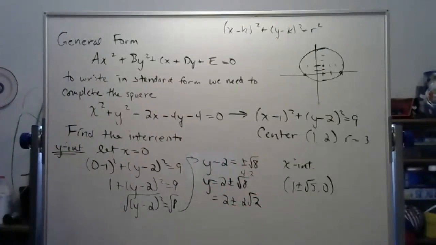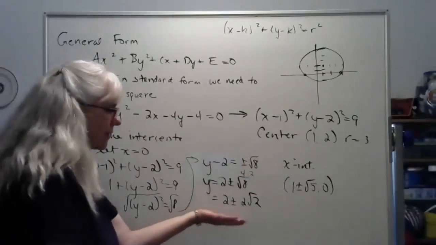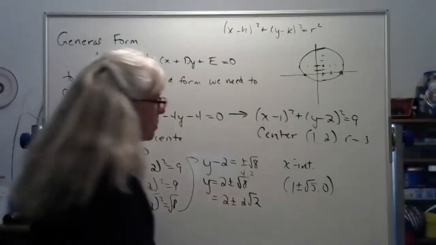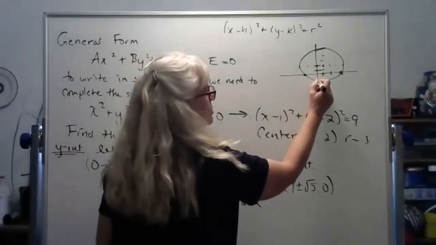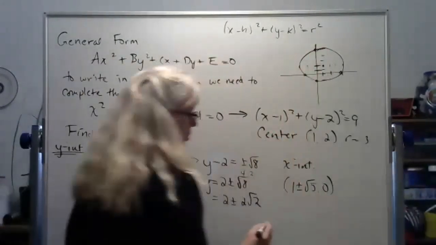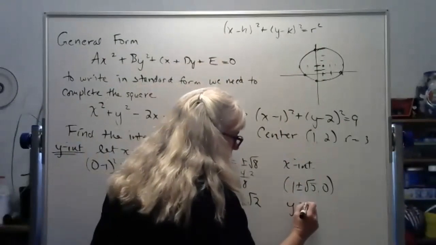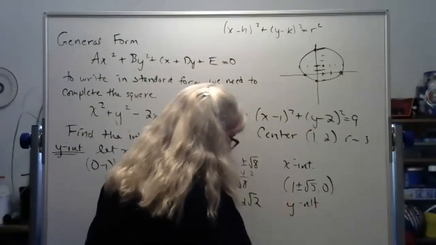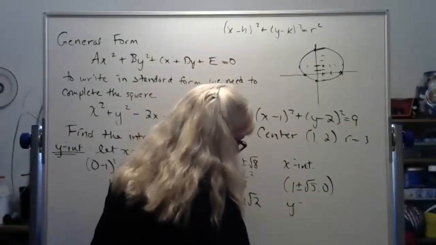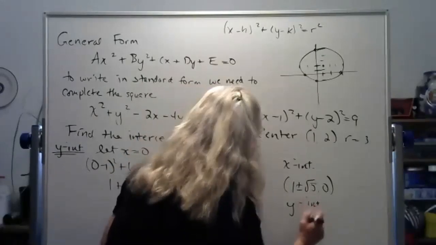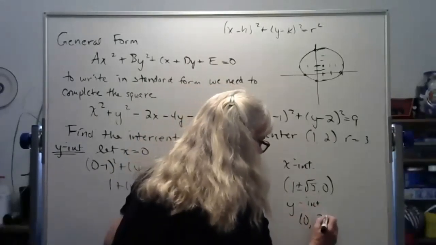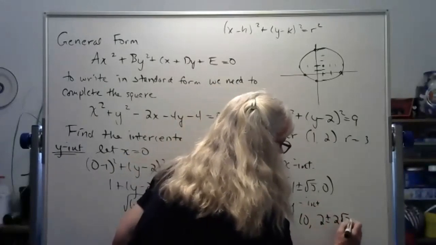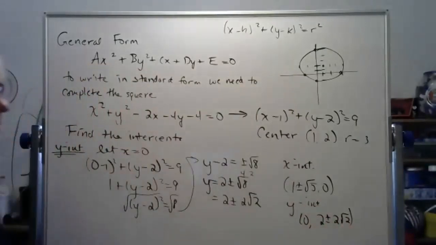And again, that's ugly. I mean, in order to plot that, I'd have to take it to a decimal in order to be able to plot it. But I have 2 of them. Here's one of them, and here's the other one of them. So we now know the y-intercepts. So the y-intercepts are at 0, 2 plus or minus 2 root 2. It is good practice at finding intercepts. So I think that's why the author does it.